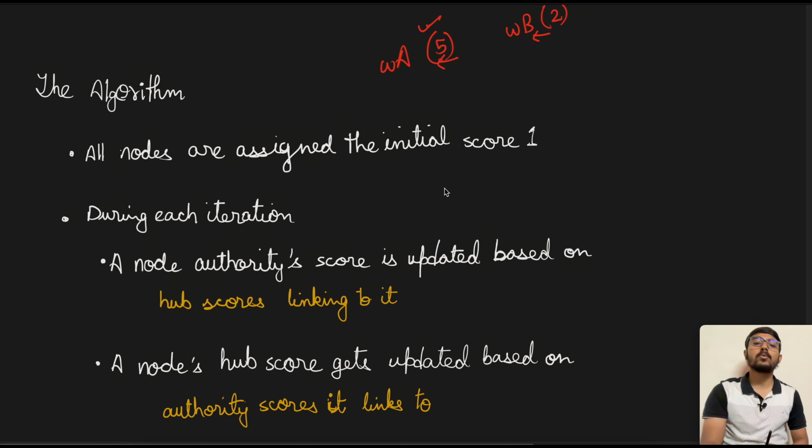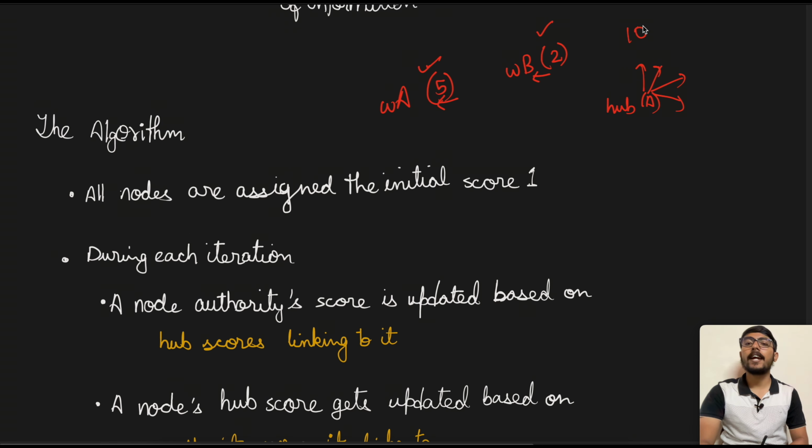Then a node's hub score gets updated based on the authority scores it links to. So suppose a hub A links to websites, let's say C, D, E and F, right? Now A is a hub, not a website, and C, D, E, F are the authority websites, and their scores were 2, 2, 2 and 4. So A has a net hub score of 10.